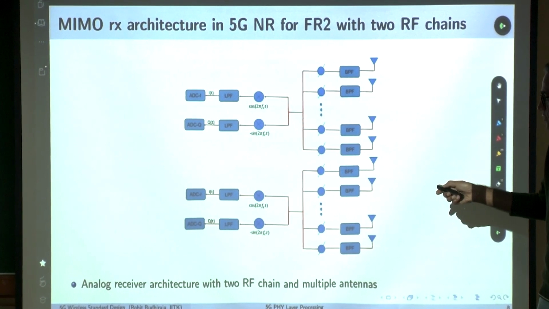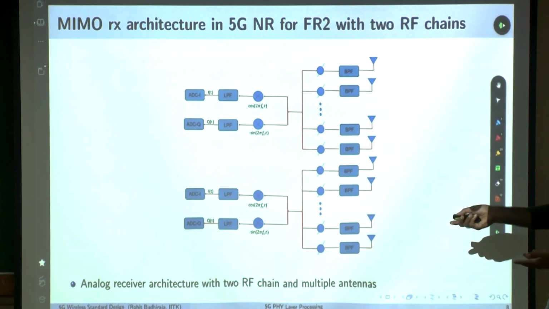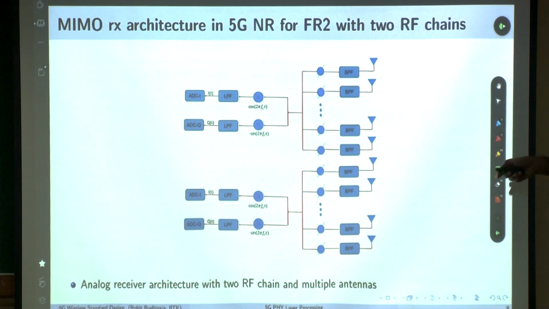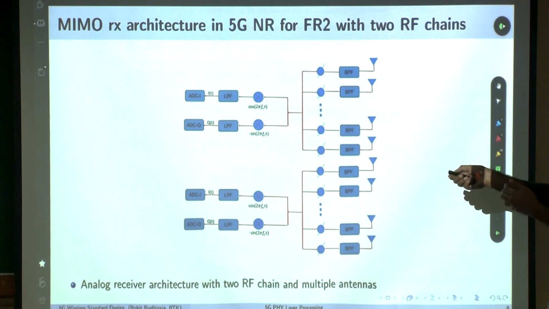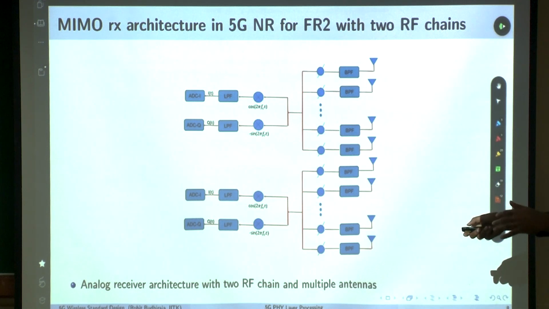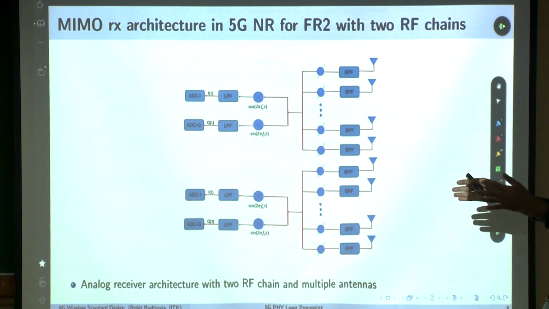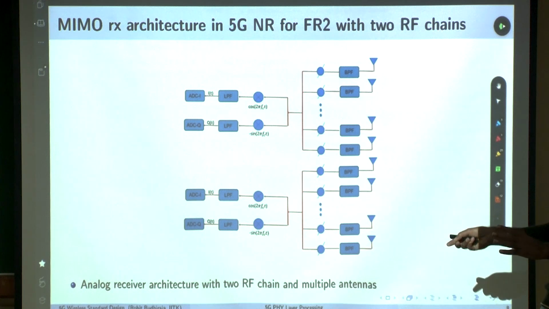Why not connect this RF chain to these antennas also? Why do we have this kind of block structure? This is simple to implement and simple to design, to extend from one RF chain to 2 RF chains. But if you look at the millimeter wave literature, you will find all sorts of transceiver architectures. This is one of them, and what people do is connect this RF chain to these antennas also, these phase shifters also.